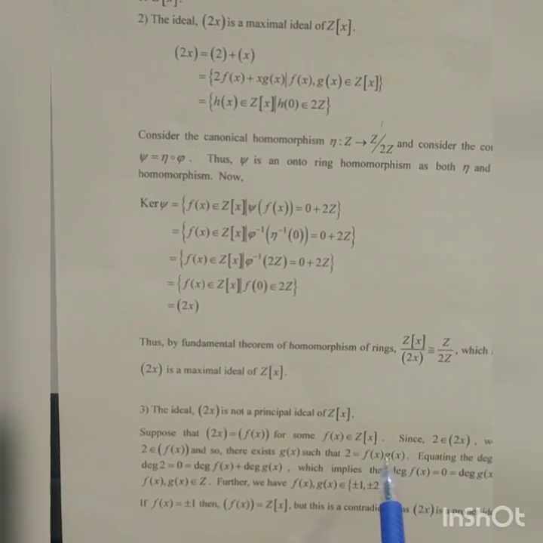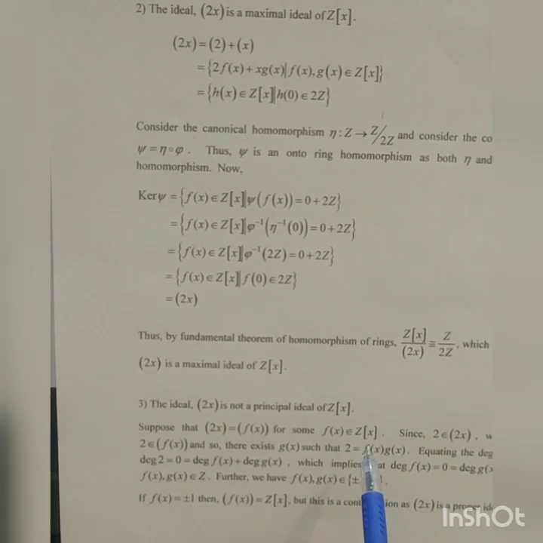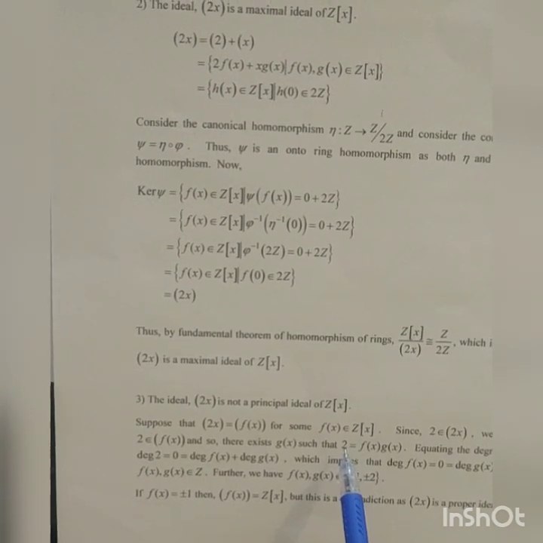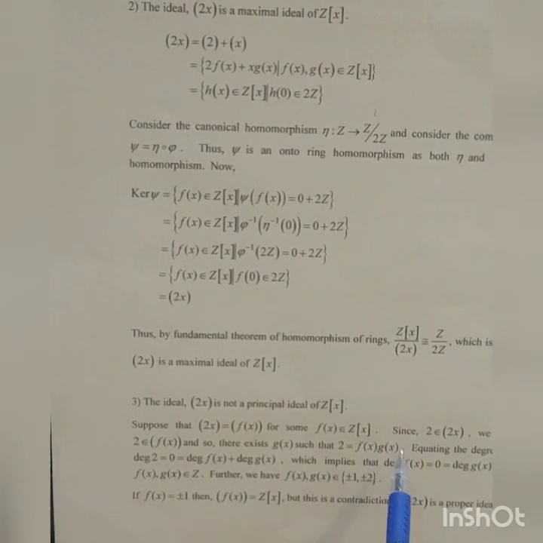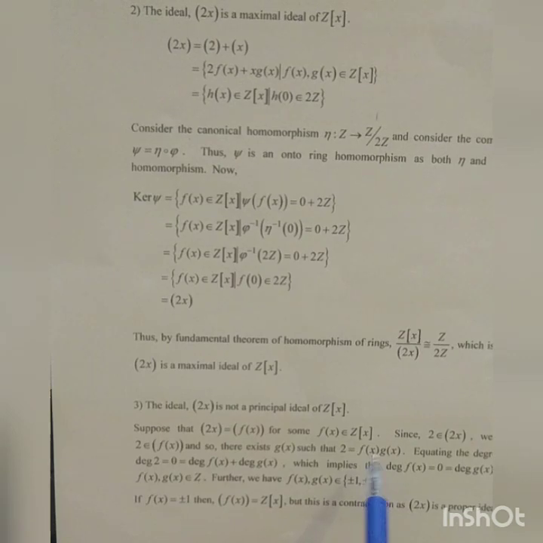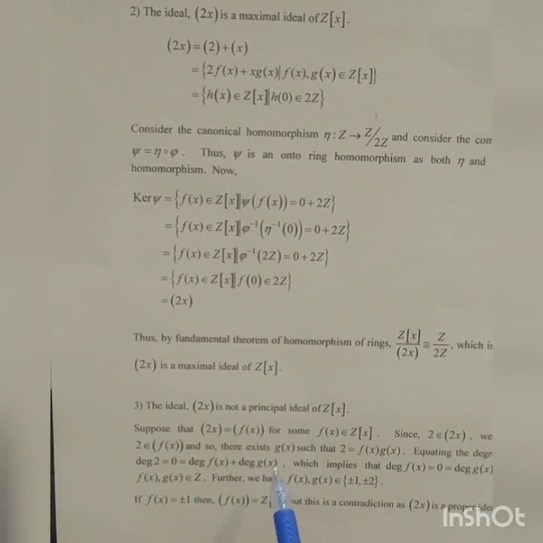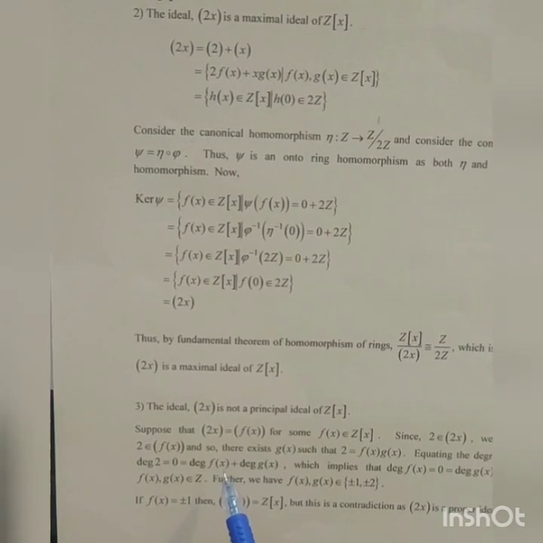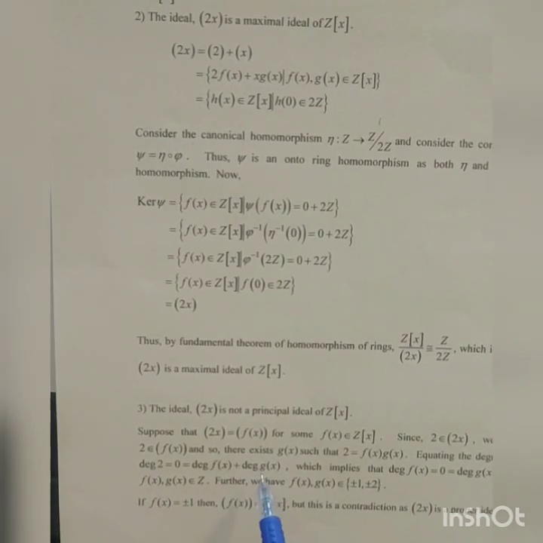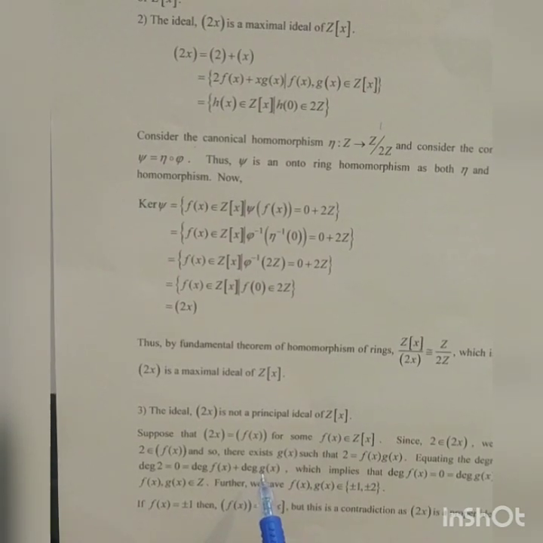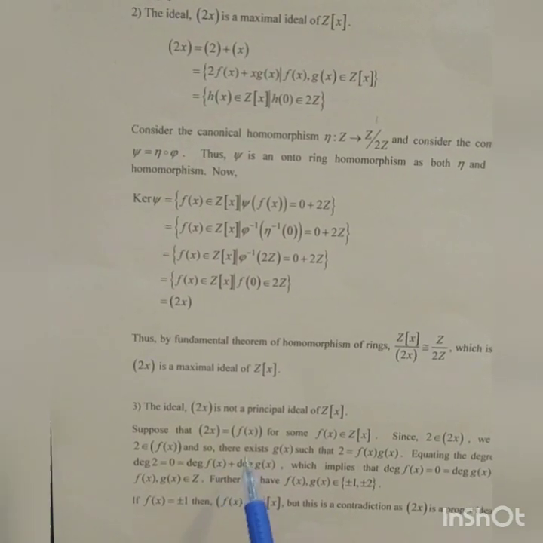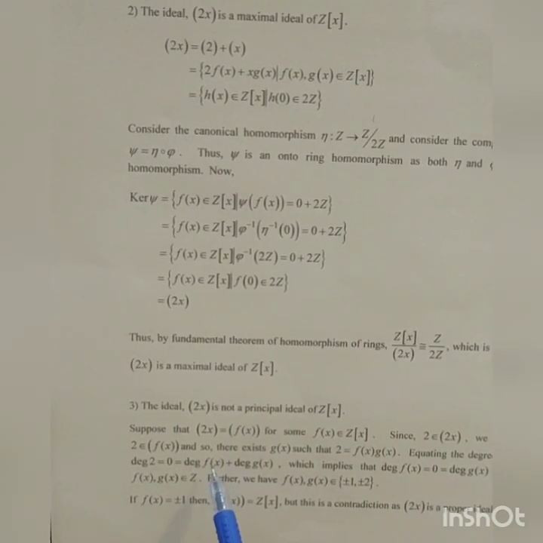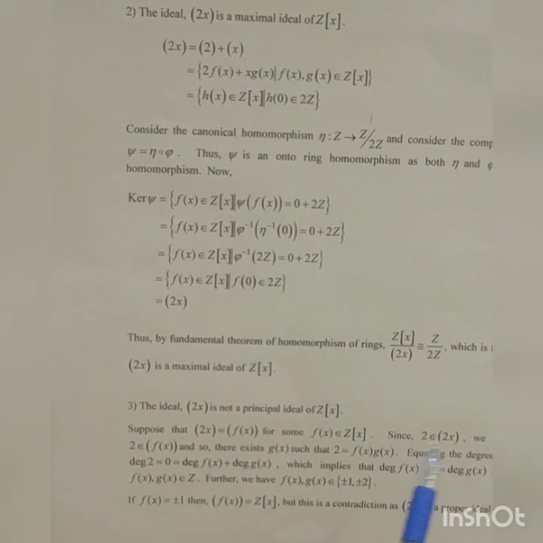Now, we'll equate the degree of these two. Degree of 2 is a constant term, therefore degree of 2 will be 0, equal to degree of f(x) times g(x). But degree of f(x) g(x) will be degree of f(x) plus degree of g(x). Since degree is a non-negative integer, degree of f(x) and degree of g(x) both must be greater than or equal to 0. But we are saying that the sum of these two non-negative numbers must be equal to 0, which implies that degree of f(x) and degree of g(x) must be 0.